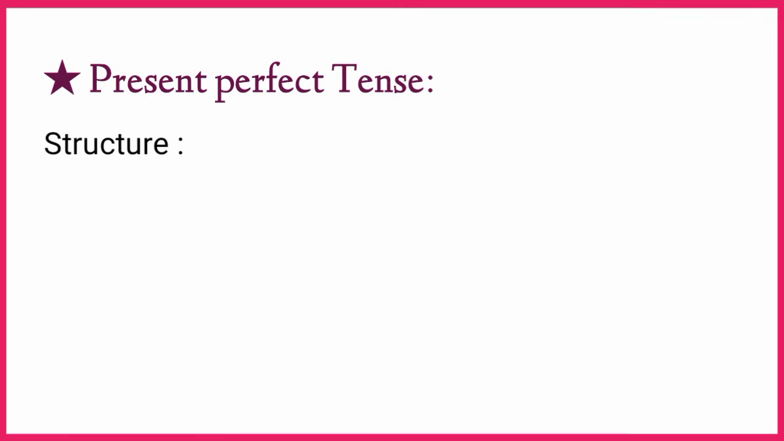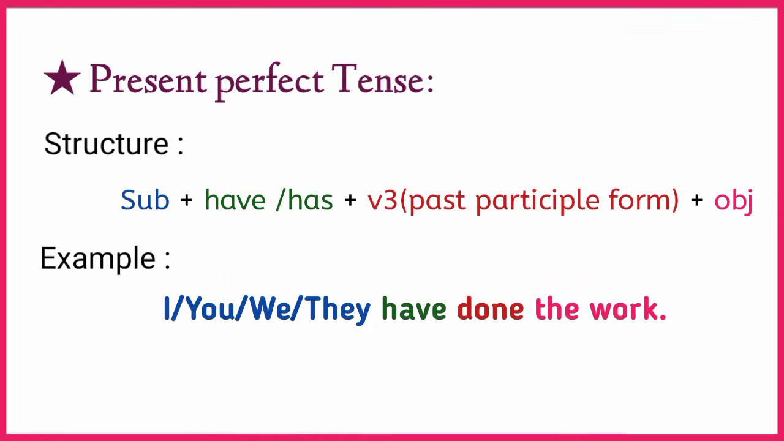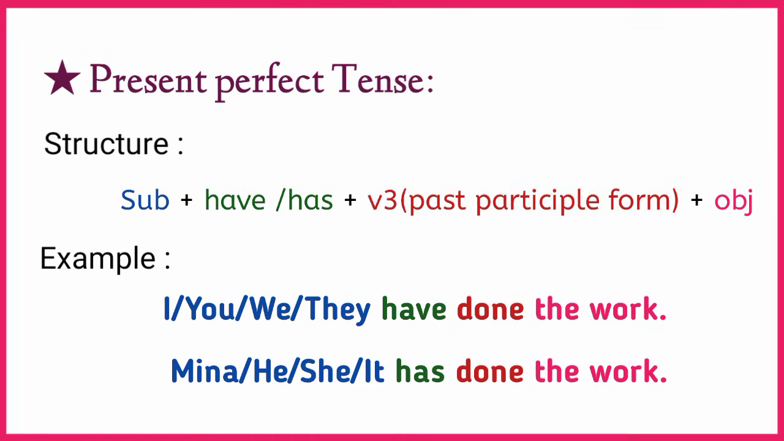Okay. Present perfect tense. Structure subject plus have or has plus verb 3 meaning past participle form plus object. Look at the example. I, you, we or they have done the work. I have done the work. Next, Mina, he, she, it has done the work. Mina has done the work.